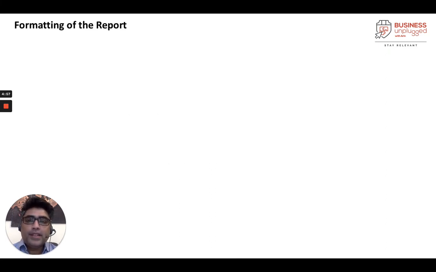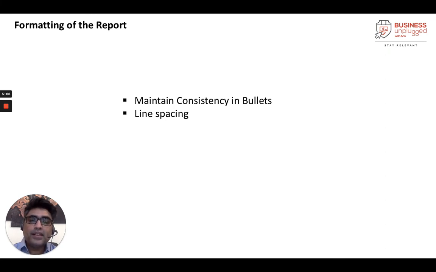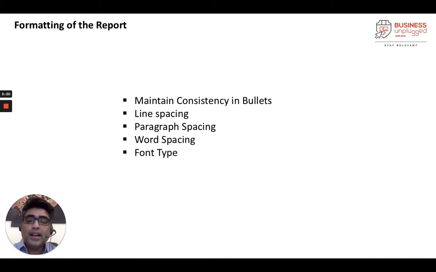Then let us understand the formatting of the report. Maintain consistency in bullets. That is very important. There should be proper line spacing when you are placing across paragraphs. You should ensure that there is equal line spacing across the different lines, as well as proper paragraph spacing. There should be word spacing. Use the same font type, the font color. All these things have to be well taken care of when you are drafting a report. I understand these may be things which you already know, but I'm still reiterating so that you don't miss out on anything. And also the font size.